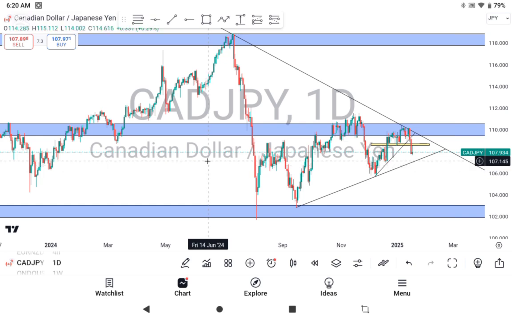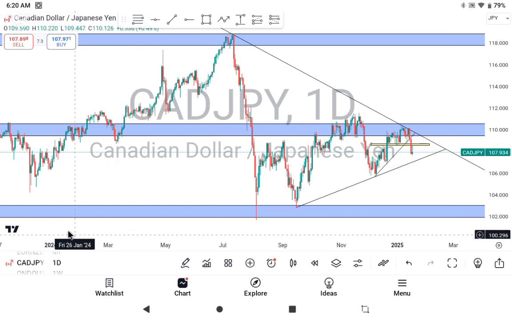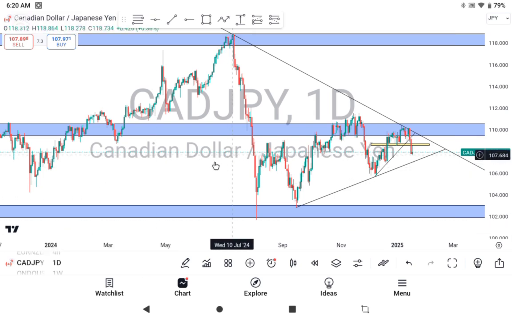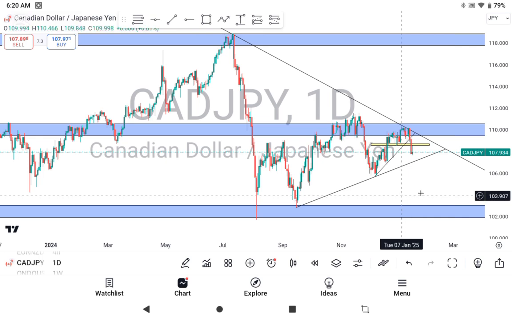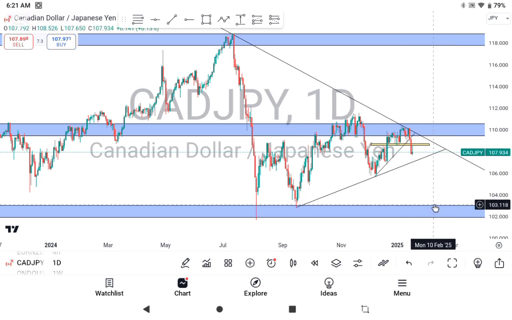So on the CAD JPY, on my last video that I talked on CAD JPY, I analyzed CAD JPY to the downside to this key level of support right here. So let's go to the weekly time frame to analyze again.